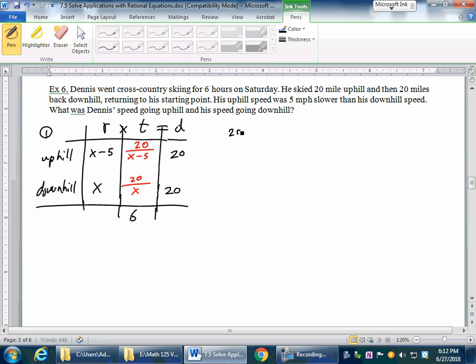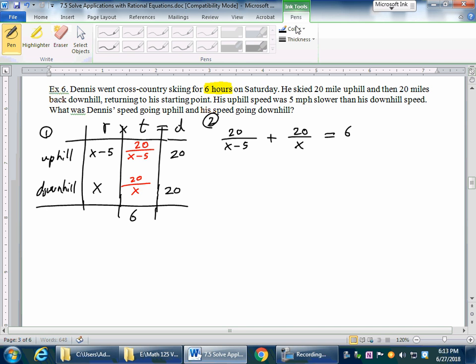So going uphill, the time, plus going downhill, the time, that must be equal to 6 hours. That is coming from right here. Skiing for 6 hours in total on that day.